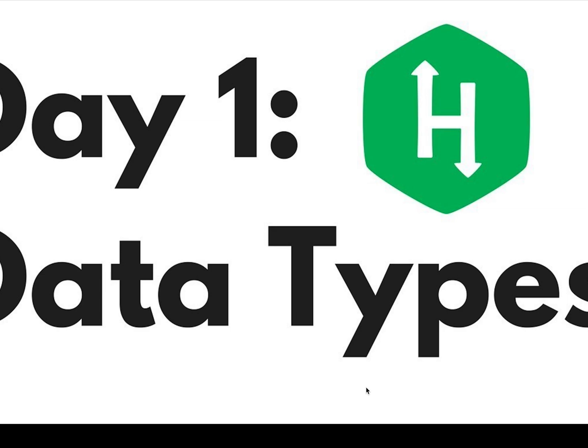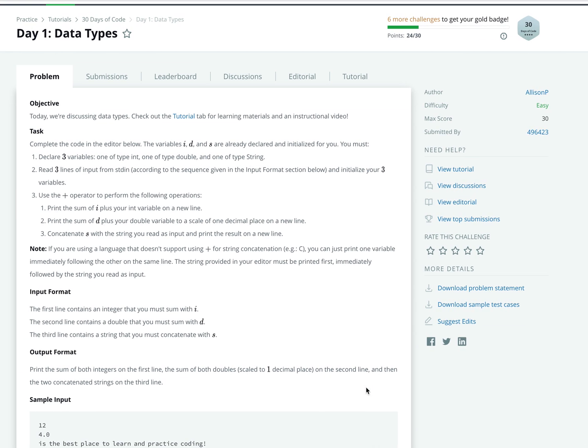So let us see our second problem that we have on HackerRank, which is Day 1 Data Types. Let us move to the problem and see what it is asking us to do. Here we have to declare three variables, one of type integer, another is double, and the last one is string. After taking input from user, you have to perform some operations.